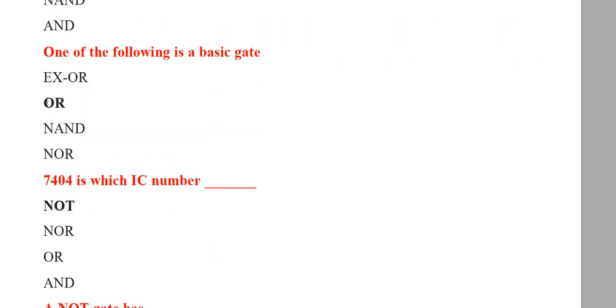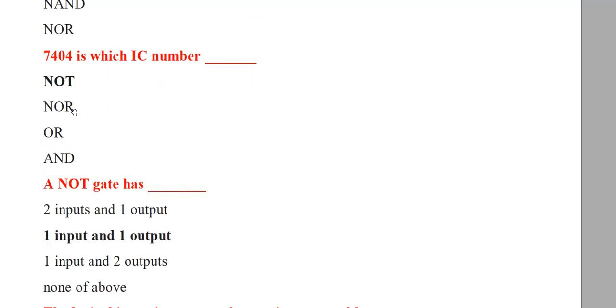Which one of the following is a basic gate? Which are the basic gates? We have AND gate, OR gate and NOT gate. These three gates are called basic gates. So let's learn. XOR is not a basic gate, it is derived. OR gate is a basic gate. NAND is universal. NOR is also universal. So OR gate is the correct answer. We have asked for the basic gate. So OR is a basic gate.